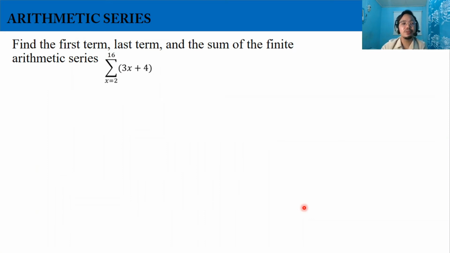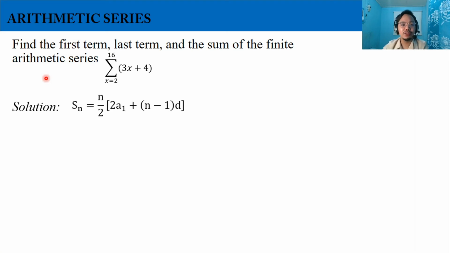Let's try this example. Find the first term, last term, and the sum of the finite arithmetic series represented by the sigma notation, or the sum of 3x plus 4 as x goes from 2 to 16. So how are we going to solve this problem?